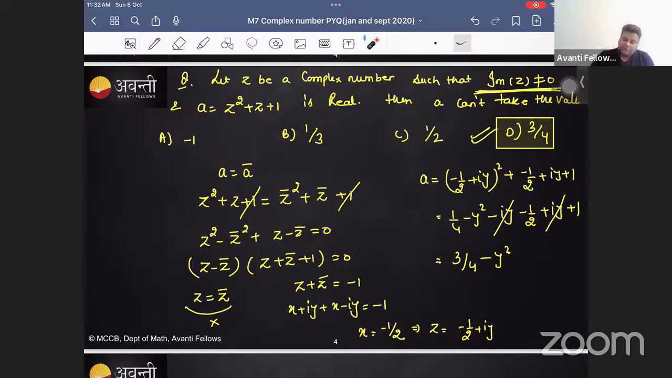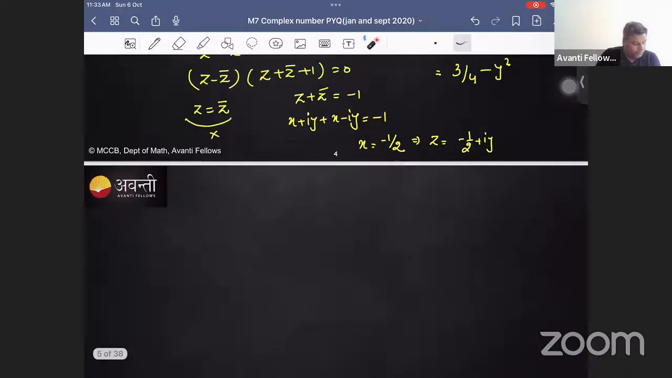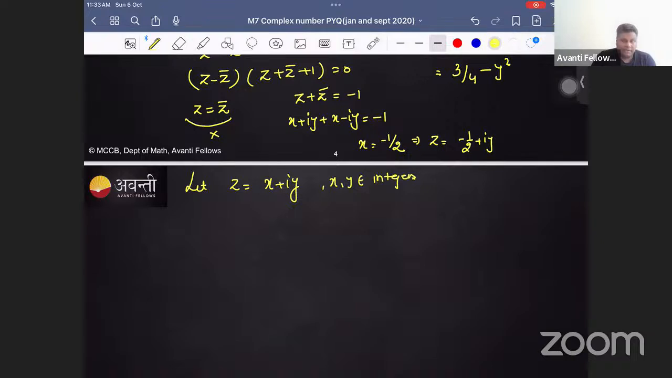Now, let's do another very good question which came in JEE Advanced once upon a time. The question is, let z equals x plus iota y, where x and y are integers. Find the area of the rectangle.